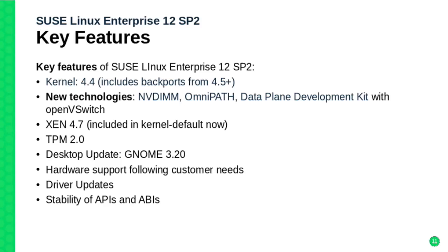So let's get a little bit into the key features. SP2, we upgraded to kernel 4.4. You remember on 12 GA, we had kernel 3.12. We kept that for SP1. Only the minor version in the backend went up. With SP2, we are now at 4.4.